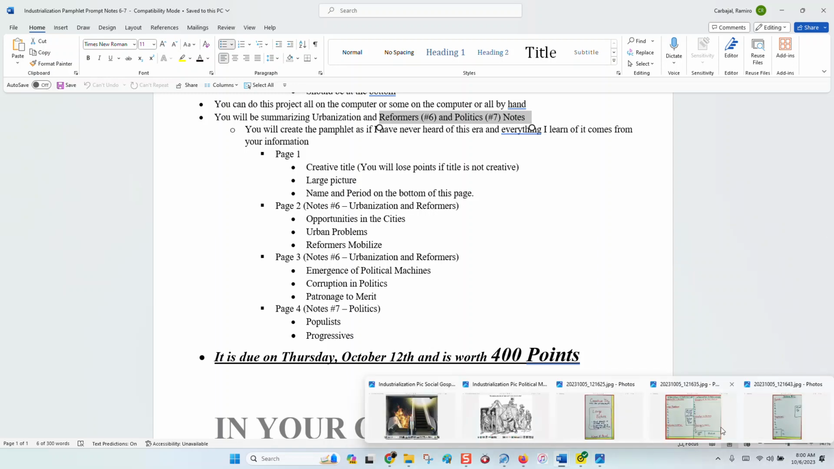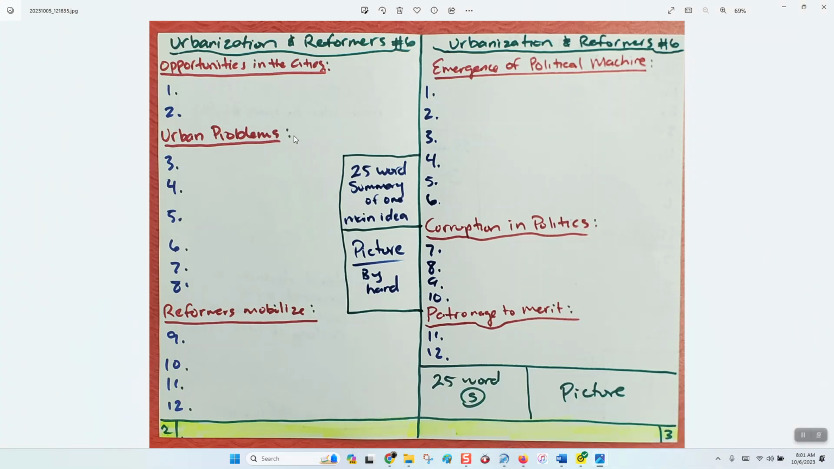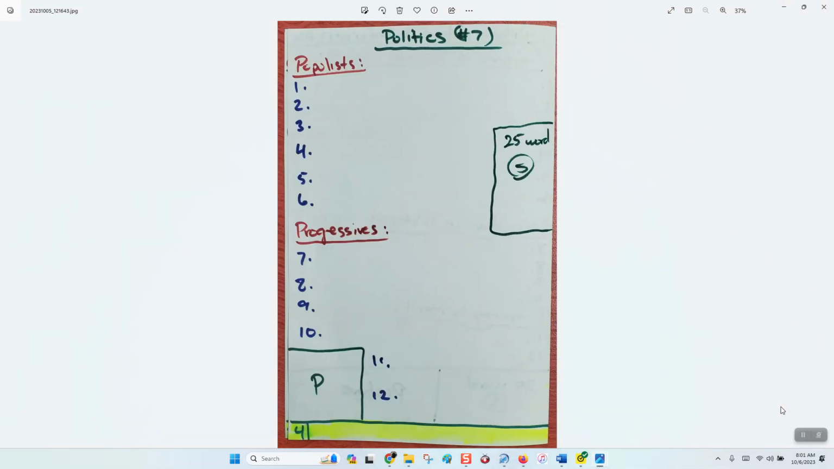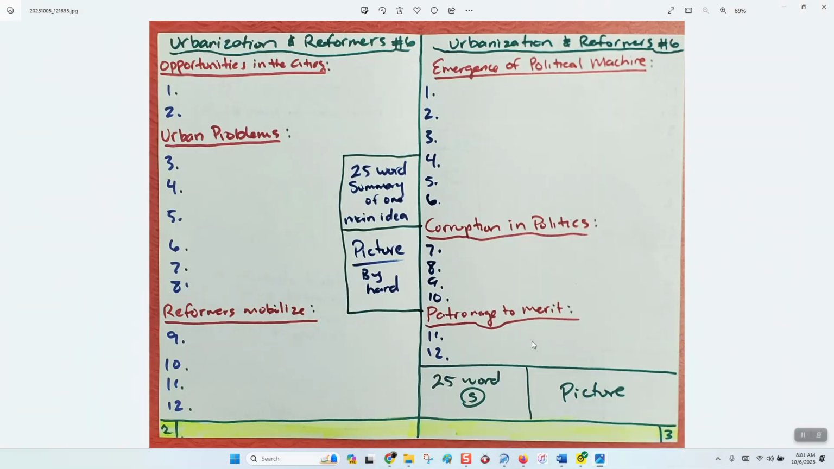And in the example, you see how I put the sections in and divided them by size, but it's 12 bullet points, 12 bullet points. 25-word summary, picture on that one, and 25-word summary, picture, 25-word summary, picture on that.